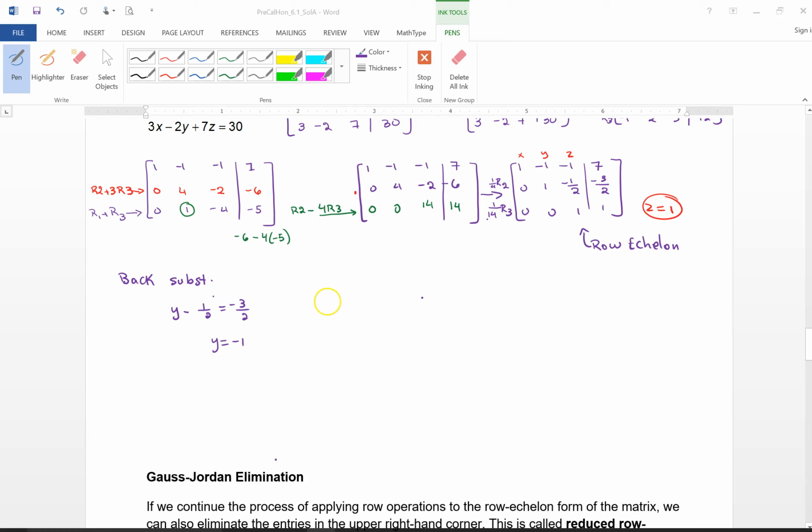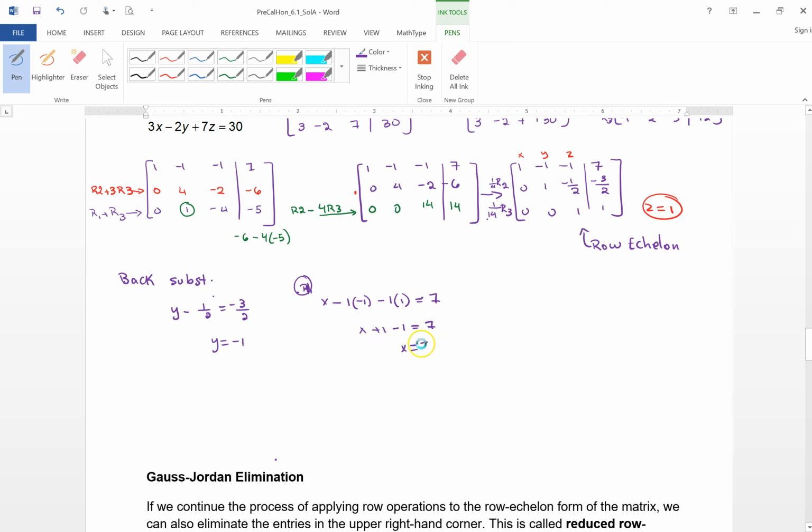So here, the first equation I have from row 1: x minus 1 times negative 1 minus 1 times 1 equals 7. So x plus 1 minus 1 equals 7. So x is equal to 7. So my answer is 7, negative 1, 1. And hopefully that's what we had gotten before.